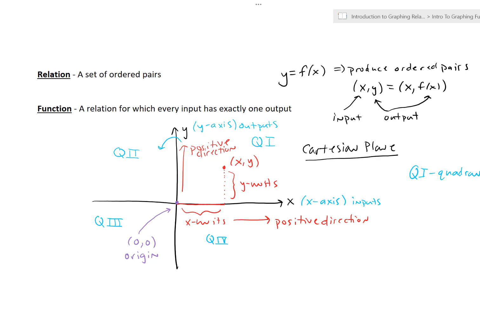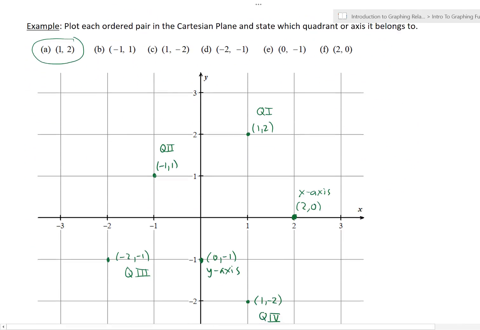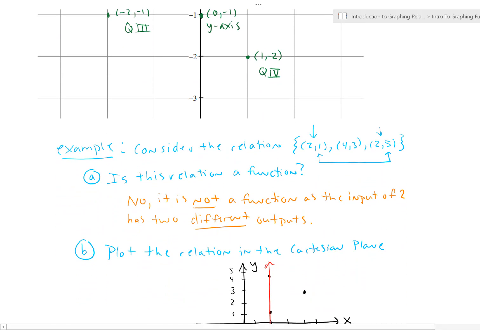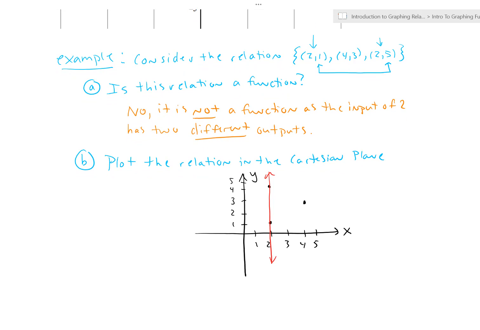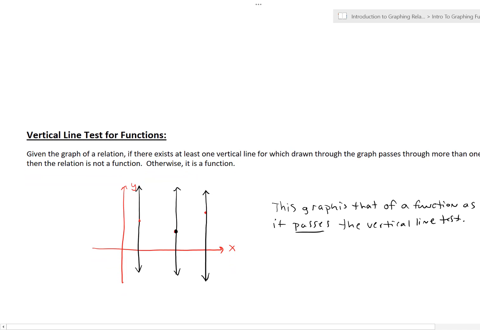We plotted some points here in this example, and then we looked at a situation which showed how the vertical line test would work, and we stated the vertical line test, right? Any vertical line drawn through a function should pass through the graph at most one time. If it passes through any point more than once, any vertical line, then you do not have a function.